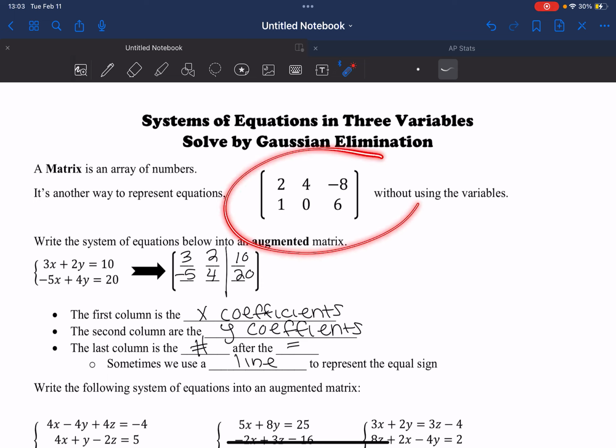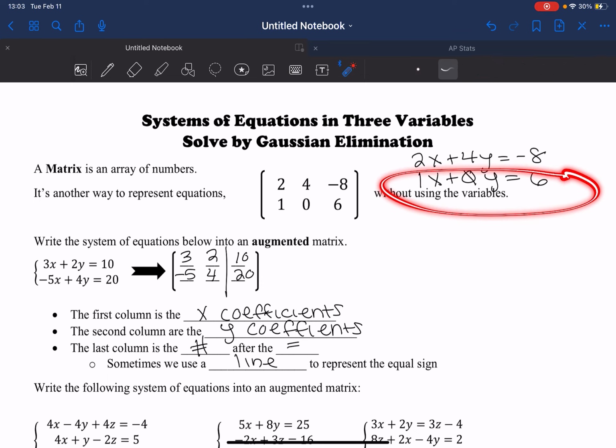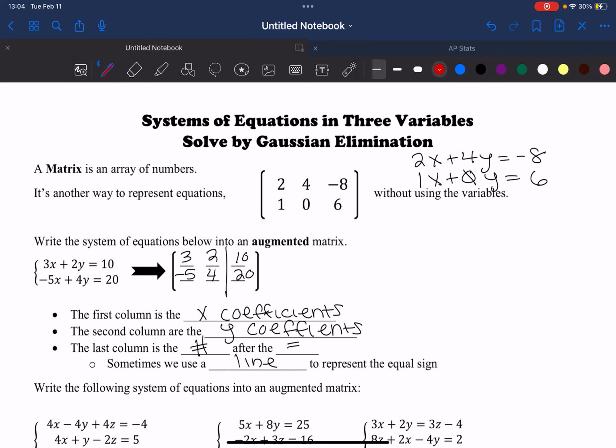If we were looking up here and doing the opposite, we know that this is x, this is y, and this is equal to. So we have 2x plus 4y equals -8, and 1x plus 0y equals 6. Well, technically, we don't want to write it like this, so this would just be x equals 6, because we don't need to write 0y.